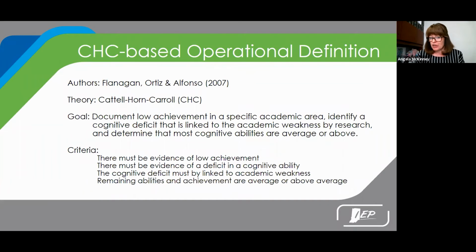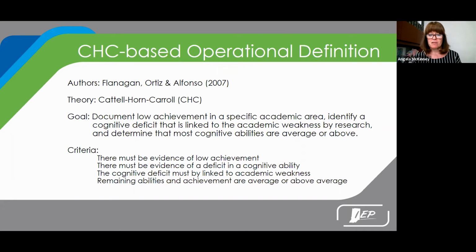So again, we're looking for low achievement in something specific. Remember, the term is specific learning disability, not general learning disability. And then we look for a cognitive deficit that in the research makes sense to be linked up with a specific academic area of weakness. Now, this kind of throws a little bit of a wrench in it for people who use this, because it also wants us to determine that most of a student's cognitive abilities are average to above average.